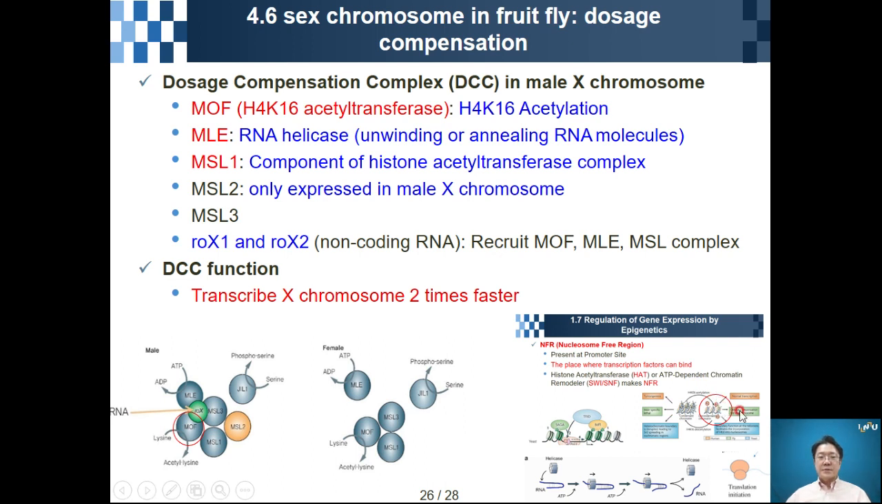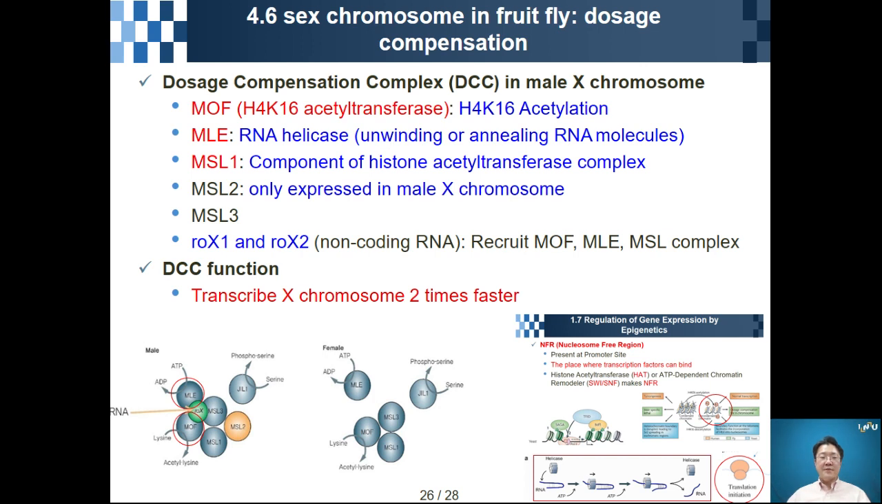The second subunit is MLE. The main function of MLE is as an RNA helicase. The RNA helicase unwinds or anneals the RNA molecules. After that, the ribosome can easily bind to the RNA molecules, and translation initiation can easily happen.